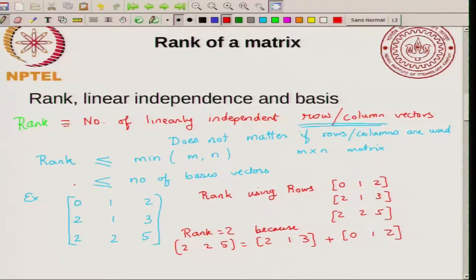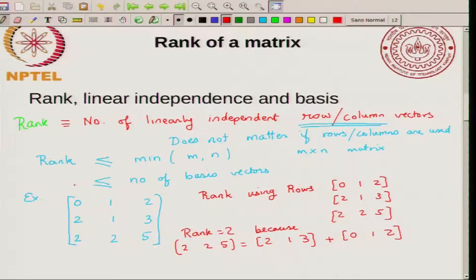Okay. And not only can I do that, but in addition to that, you can see that if you take the first and second vectors, they are clearly linearly independent. So the rank is not 1, the rank is equal to 2. So in general, you can take any matrix, you can do the same using columns and you will get the same answer. Basically the rank is independent of whether you take rows or columns.